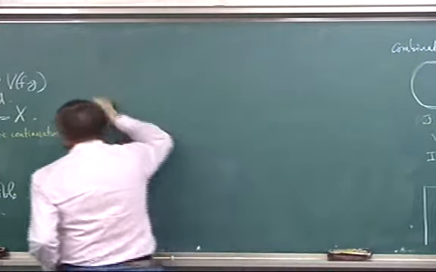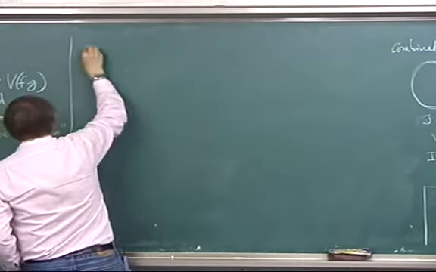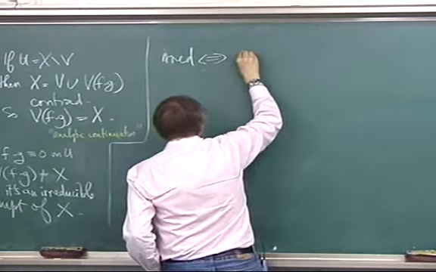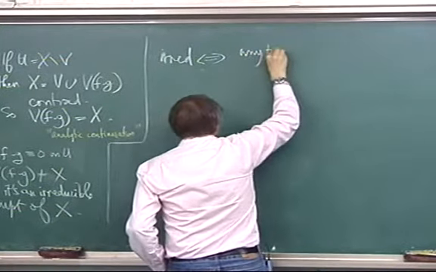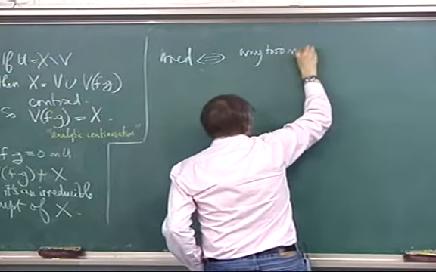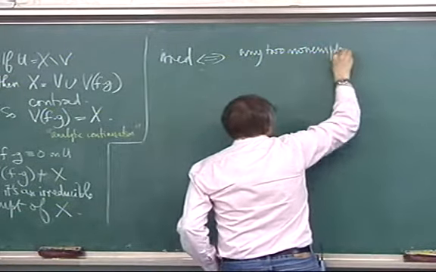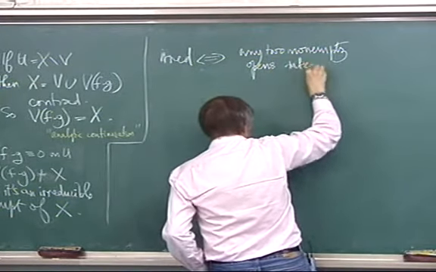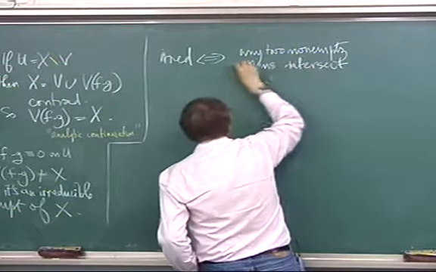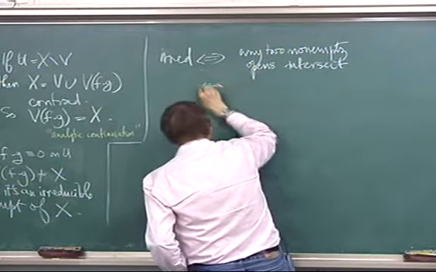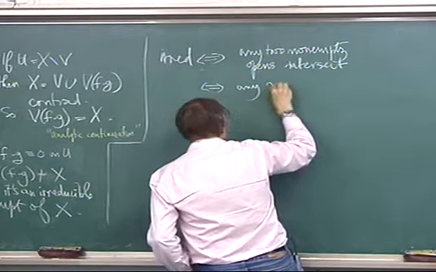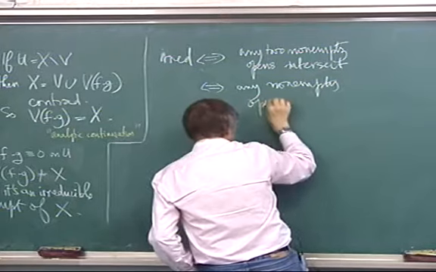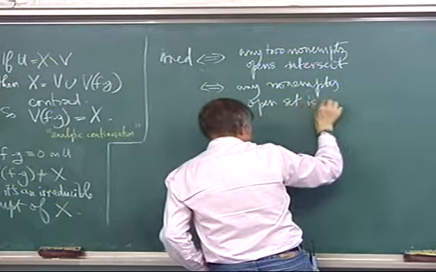So another way of saying irreducible if and only if non-empty opens intersect. Intersect meaning they have non-trivial intersection, and that's the same thing as saying any non-empty open set is dense.